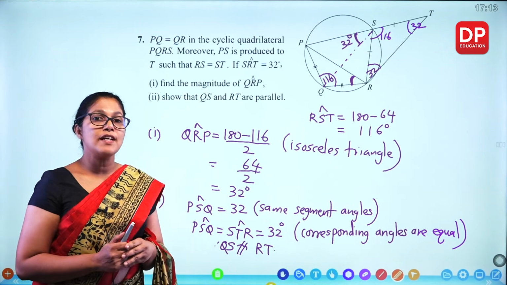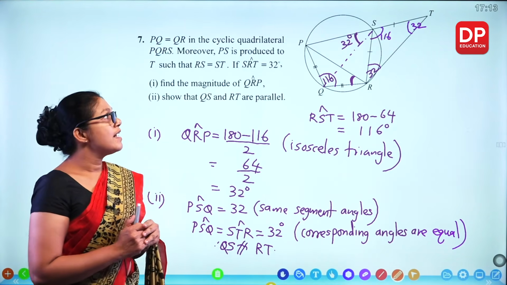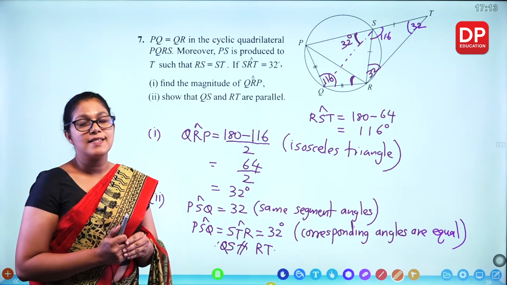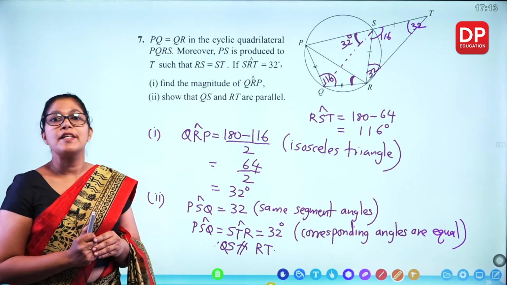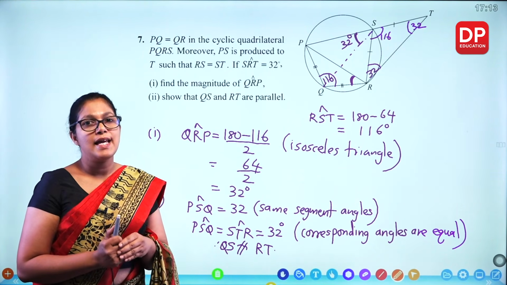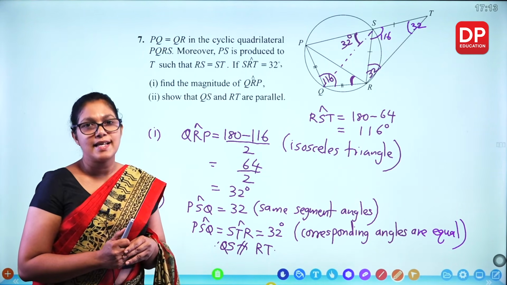In this section, we covered 3 theorems related to circles and cyclic quadrilaterals. Remember those 3 theorems and apply them in exercises and examples.